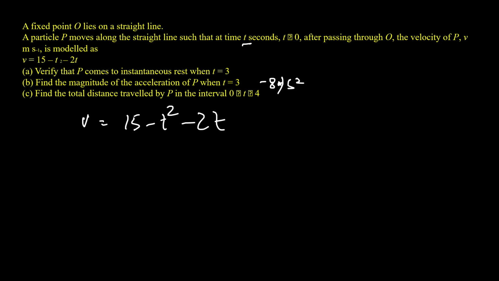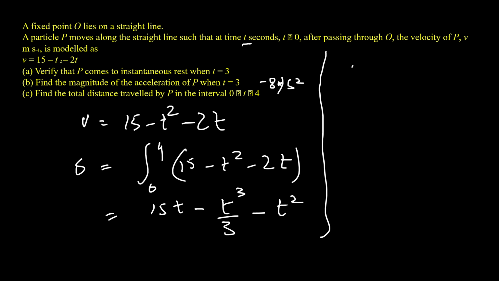We know that the derivative of velocity is acceleration, but we also know that the integral of velocity is the total distance covered. So we integrate from 0 to 4 and we will get the total distance traveled. We integrate this velocity from 0 to 4 and it will be the total distance.